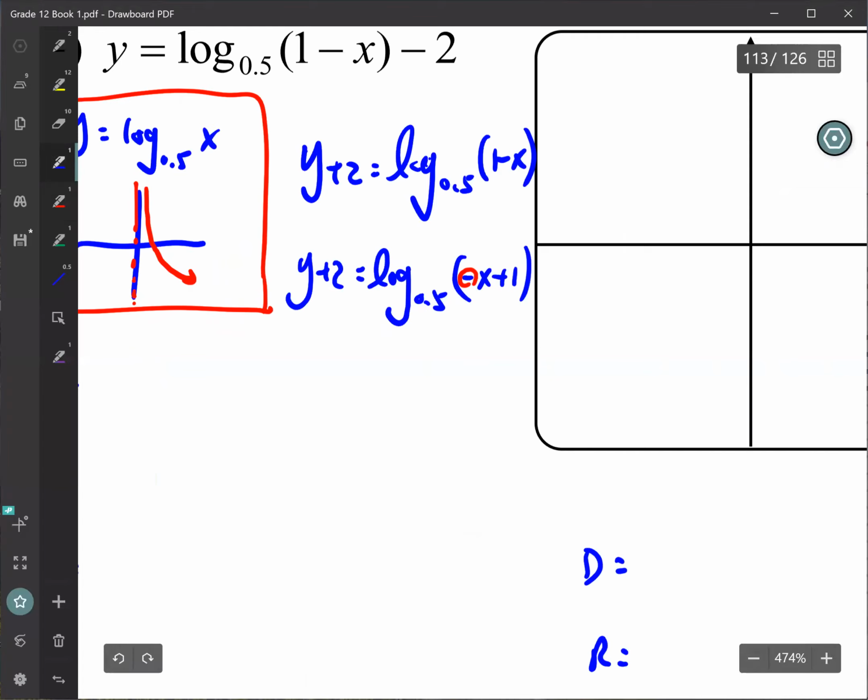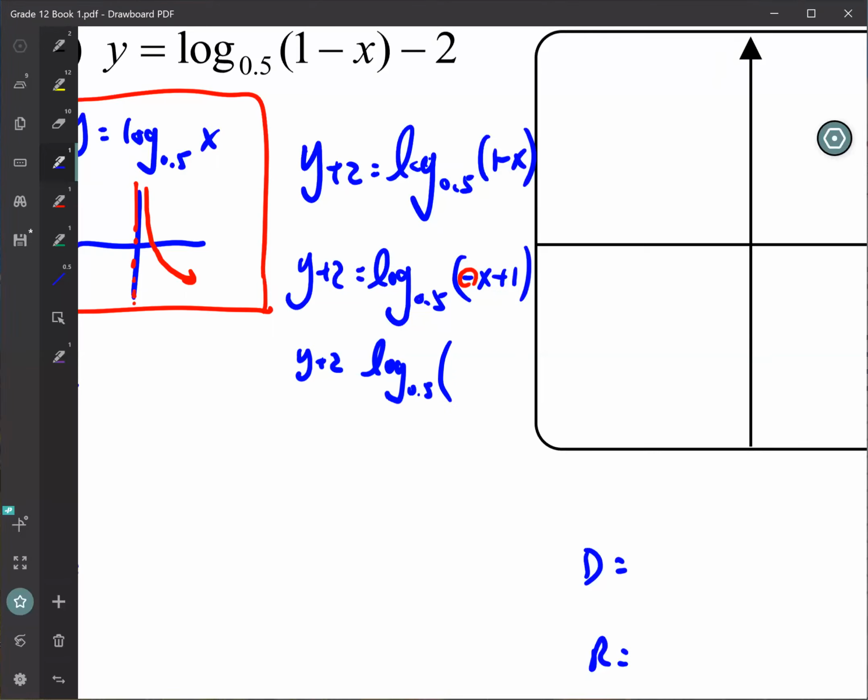So y plus 2, that part is done, okay? Base is 0.5, so negative will factor it out, and then the inside will become x minus 1. So this will affect your translation, right? If you did not factor out, it looks like x plus 1. Then that will be wrong, right? So you got to take it out, make it x minus 1. So that is our story form.